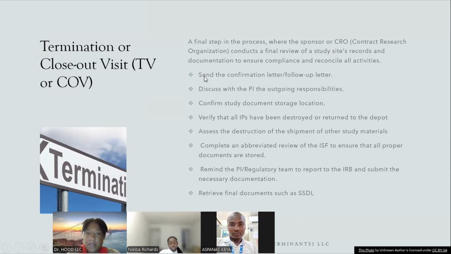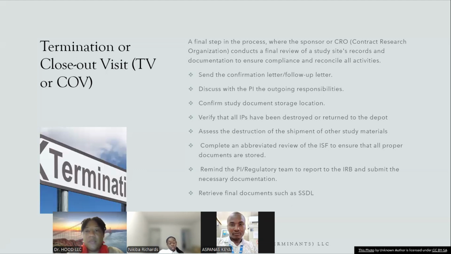But during the closeout visit, again, you're going to send that confirmation letter. You're going to send that follow-up letter once your report is complete. You're going to discuss the outgoing responsibilities with the PI. Those are typically the confidentiality agreement reiterated: do not disclose any information about this trial, and do not publish any information about this trial.